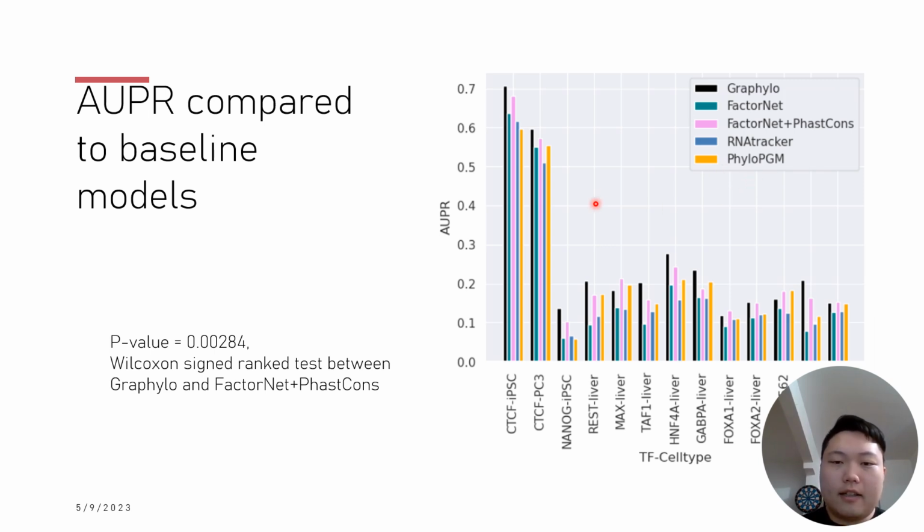We can see that in 9 out of 13 cell types in this data set, Graphylo is the best performing predictor, and the p-value is lower than 0.01 for the Wilcoxon signed rank test. So Graphylo is significantly outperforming other competitors that use different types of input data.